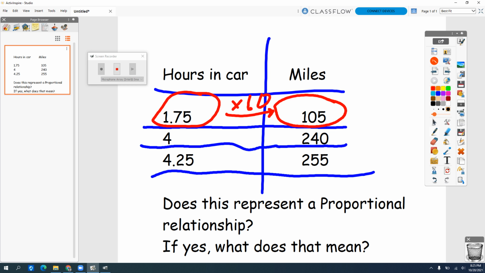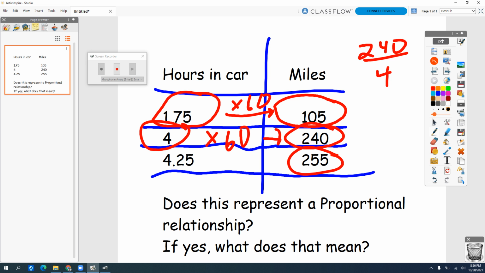Then they should have also checked this number. They should have done 240 divided by 4, and you would have also gotten 60, which means right here it was times 60. Now, they really should have checked the last one as well. They should have done 255 divided by 4.25, and they should have said to you, it's times 60. So is this a proportional relationship? It sure is. Yes, it is.